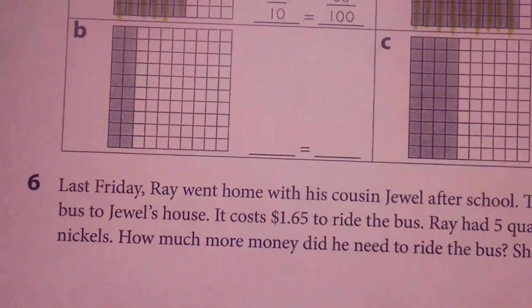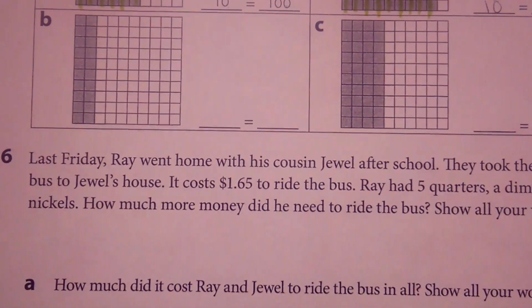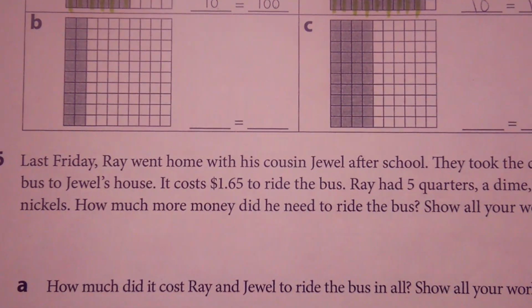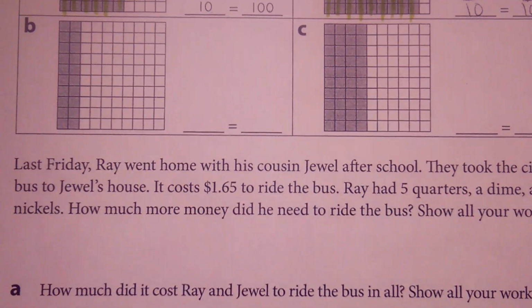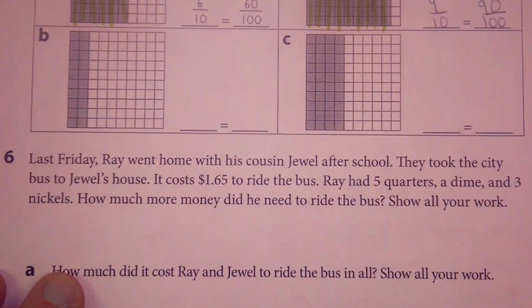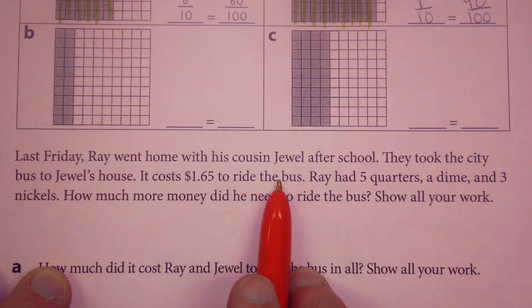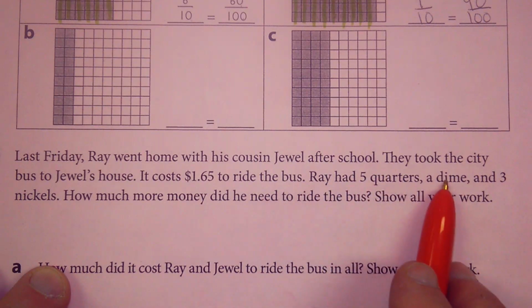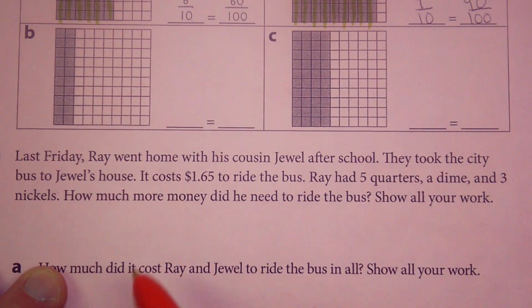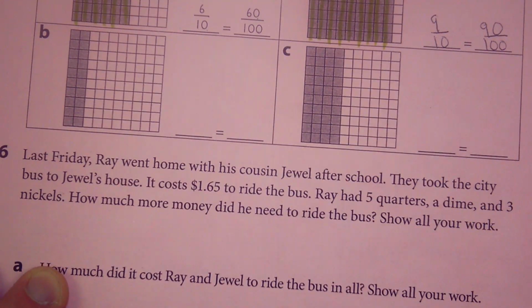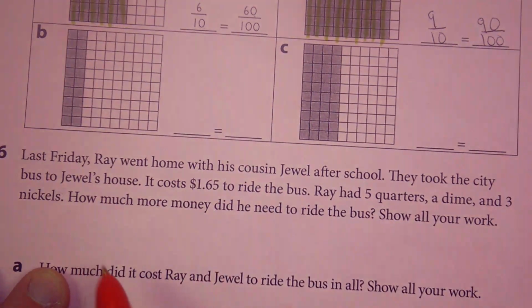Last Friday, Ray went home with his cousin Jewel after school. They took the city bus to Jewel's house. It costs $1.65 to ride the bus. Ray had 5 quarters, a dime, and 3 nickels. How much more money does he need to ride the bus? Oh no, he does not have enough money to ride the bus. This is a huge bummer, but we can figure this out.